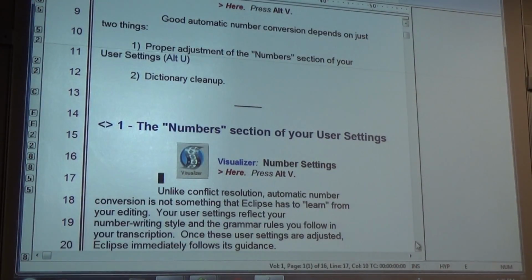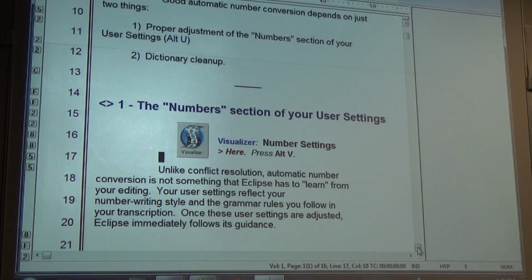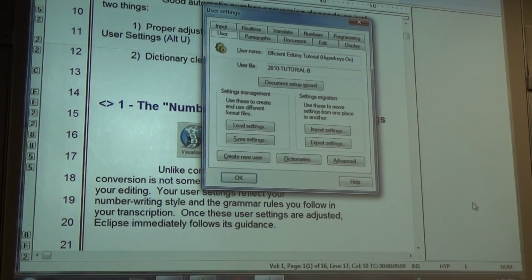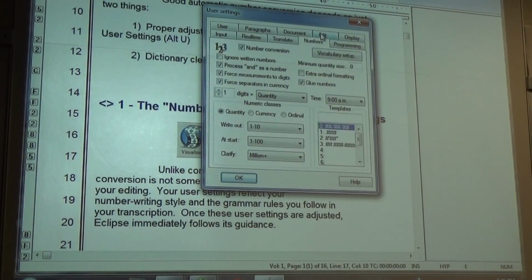Okay, any questions about that? Just to clarify, when I go into my Alt-U and I go to my numbers, mine currently says ignore written numbers. I wouldn't want to click that because I use a combination sometimes. But you would want to click it if you're good about it: when you write out a number, you want it to stay as the word. So ignore written numbers is for when you write numbers out as words, okay?